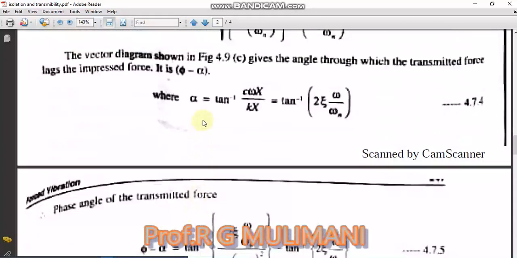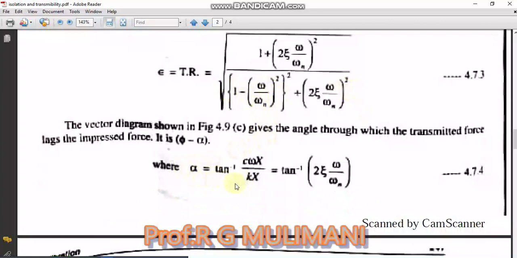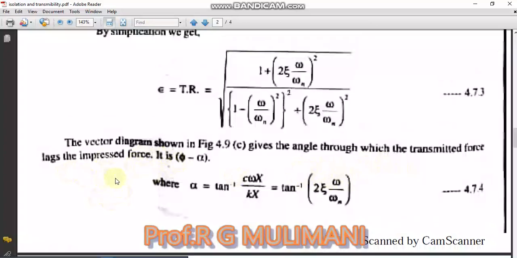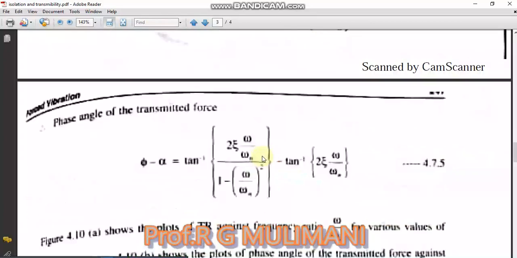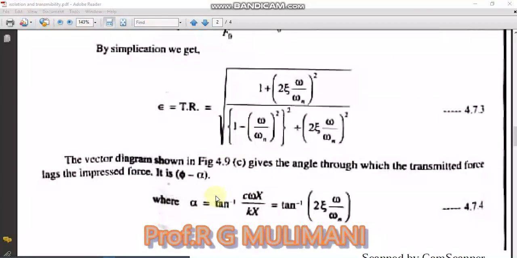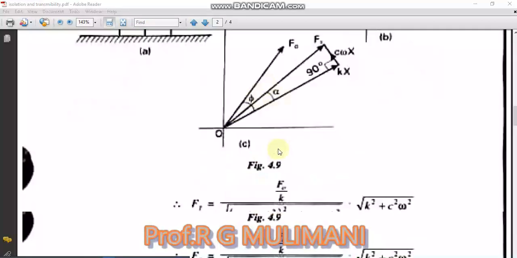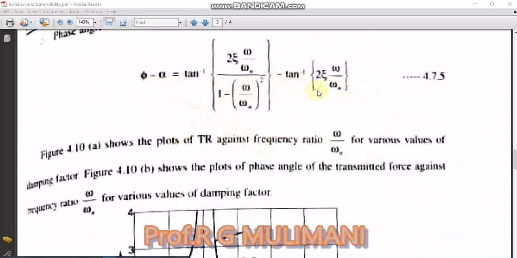This is very important, many problems will be asked on it. This is the transmissibility ratio equation, and this is alpha, the angle made by the transmitting force. It lags the impressed force. These are two important angles. You can see in the figure what phi and alpha are. The angle made by the impressed force and the transmitting force is phi minus alpha, and it can be given by this relation.